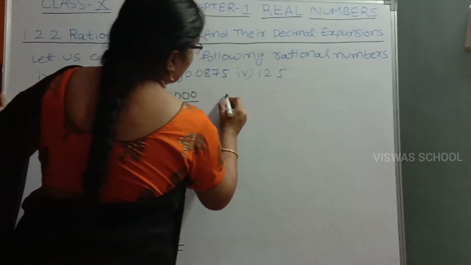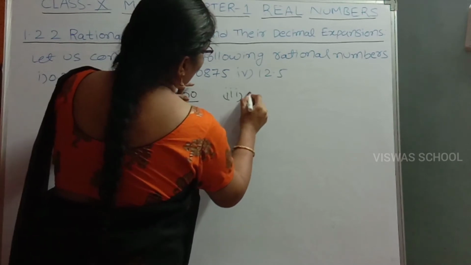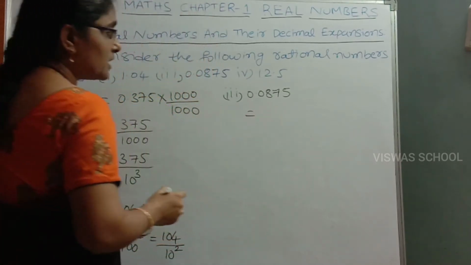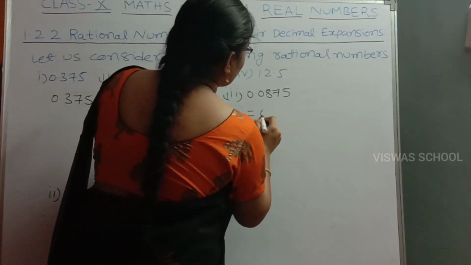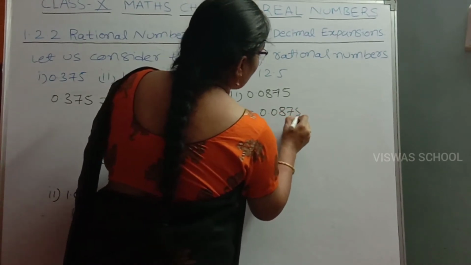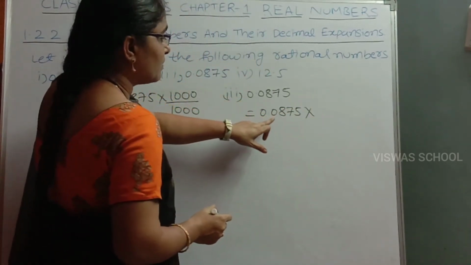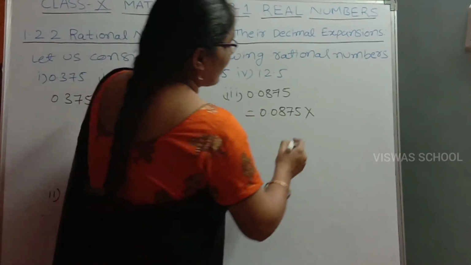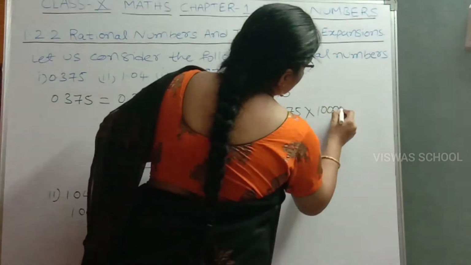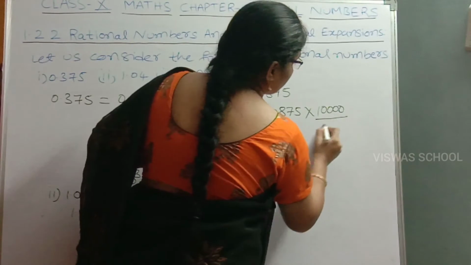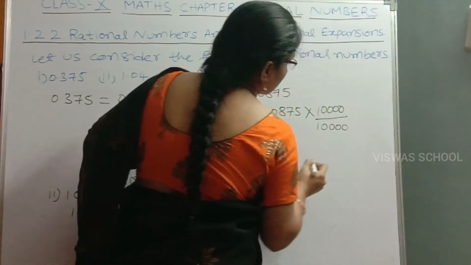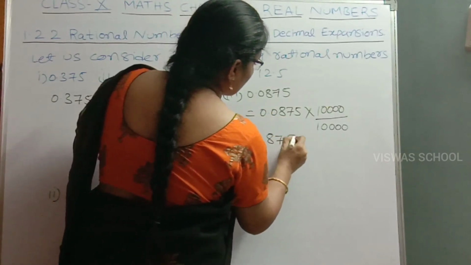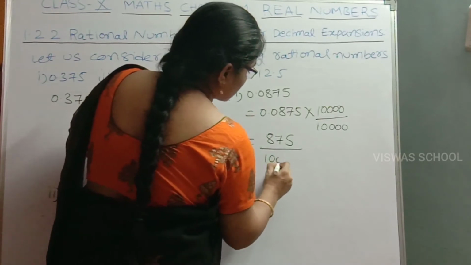And next coming to the third one, it is 0.0875. For converting it into P by Q form, we have to multiply and divide by what? After the decimal point, how many digits do we have? 1, 2, 3, 4. 4 digits. That's why we have to multiply and divide by 10,000. That's why here you get 875 by 10,000.